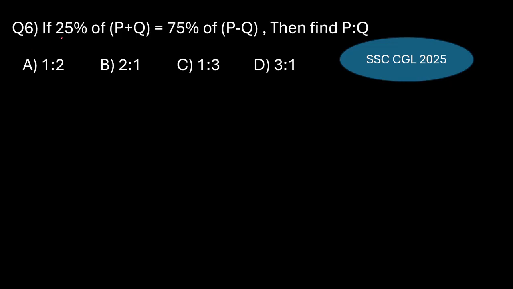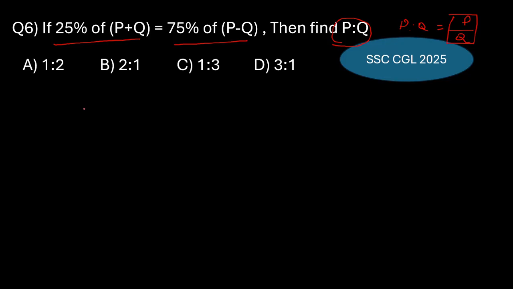Look at this question, guys. This was asked in CGL 2025 pre. 25% of P plus Q is equal to 75% of P minus Q. And we are asked to find the ratio between P and Q. Ratio of P and Q is nothing but P by Q. We are asked to find the simplest form of P by Q.